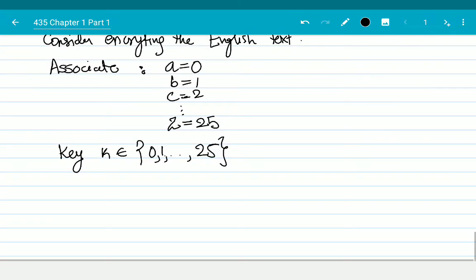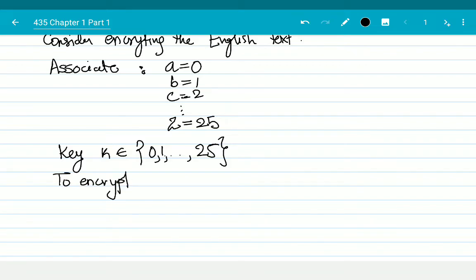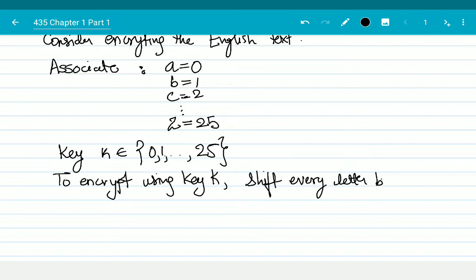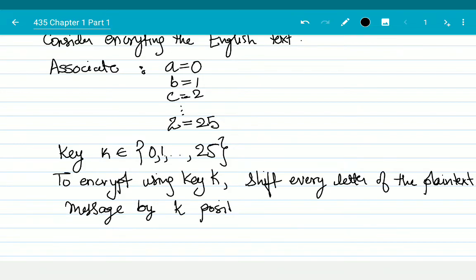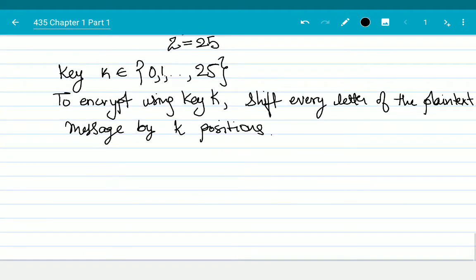And then to encrypt using key k, shift every letter of the plain text message by k positions, with wraparound.